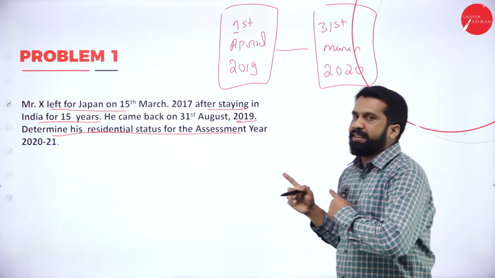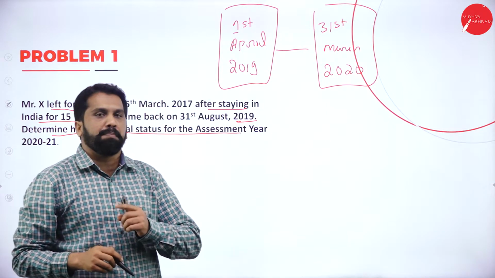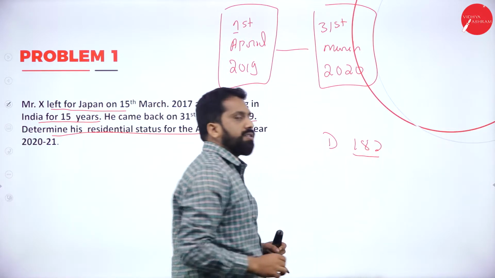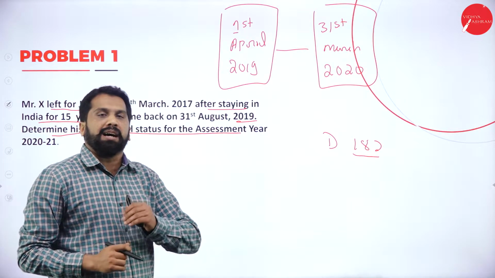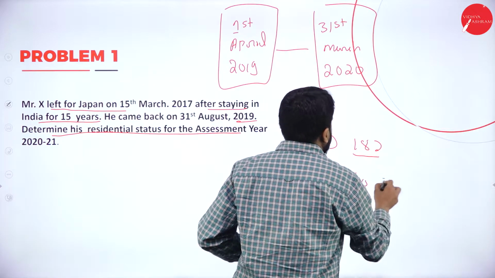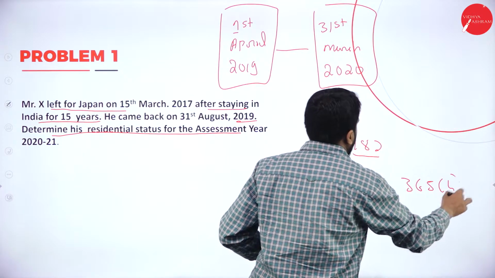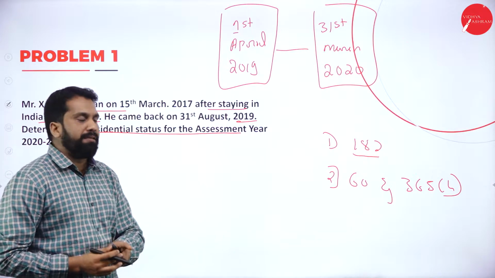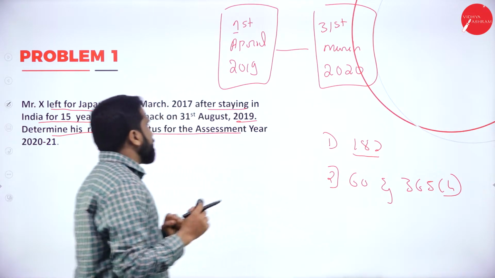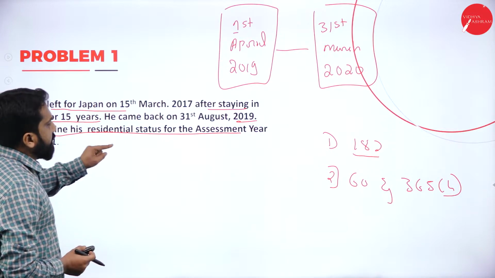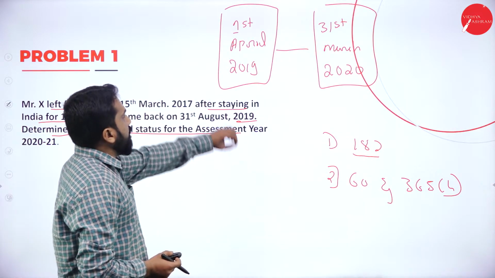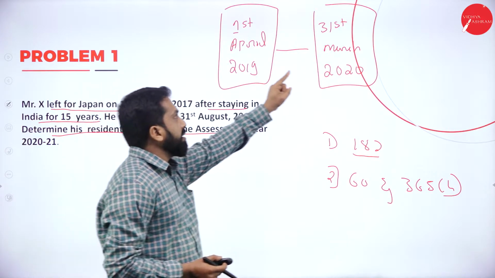So, he must be there in India. How many days will go for your basic condition? As per basic condition 1, he must be there for 182 days, equal to 182 or more than 182. Then, the second condition is 60 days and 365 days in the 4 years. This you have to remember. If the first condition is not fulfilled, then we'll go for the second condition. Now, determine his residential status for the assessment year 2020-21. We'll concentrate from 1st April till 31st March.